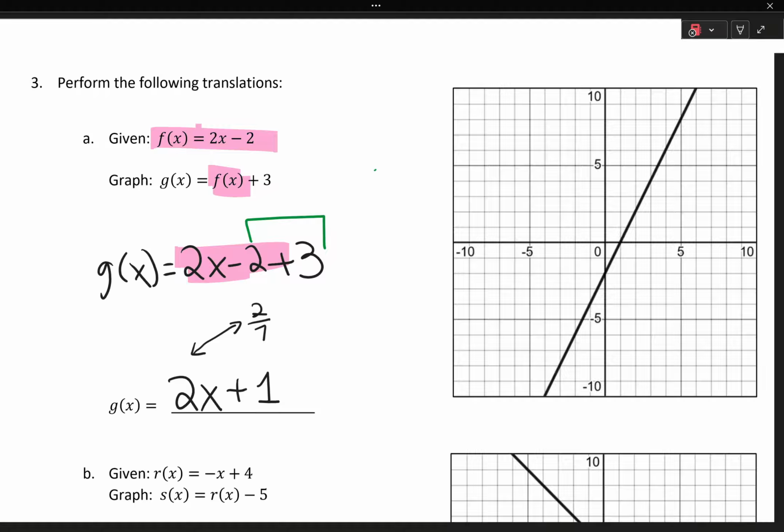No, let's erase it. I don't like how I wrote that. Let's try that again, Gumin. Okay. 2 is actually 2 over 1.